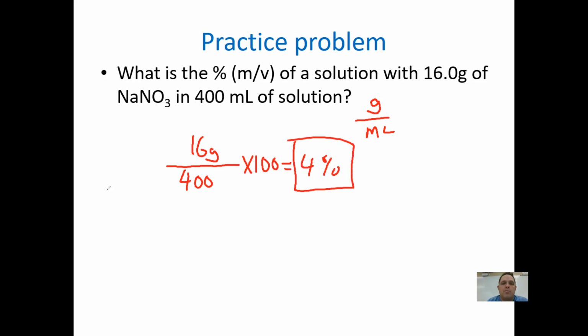So if I'm looking at these problems, the big thing is make sure that I'm in the correct units and what type of percent it's asking for. And remember, percent's always by 100. So that's our percent solution problems and equations.